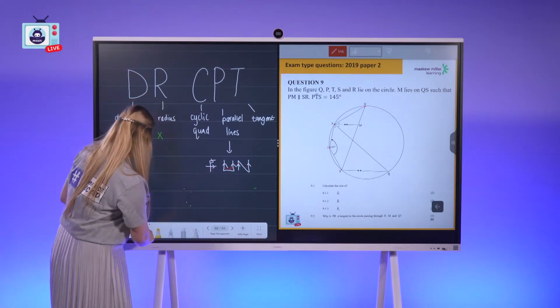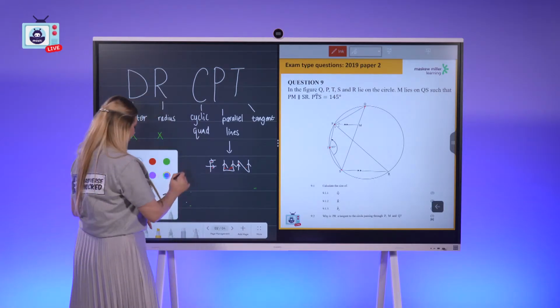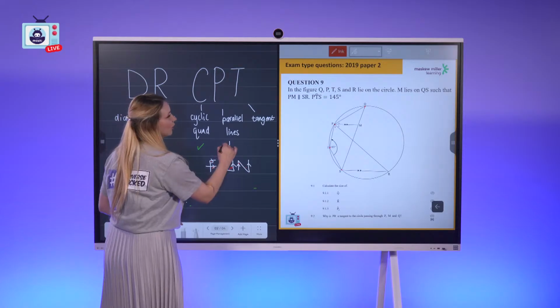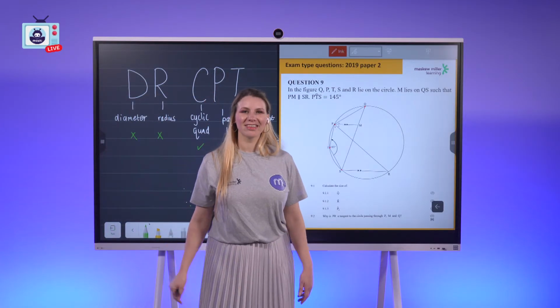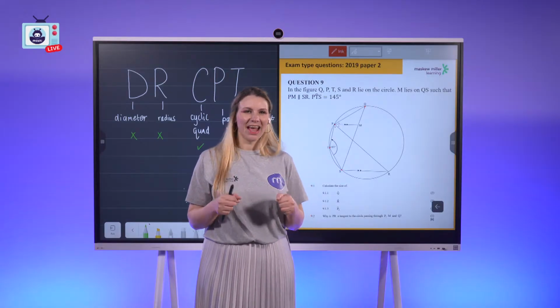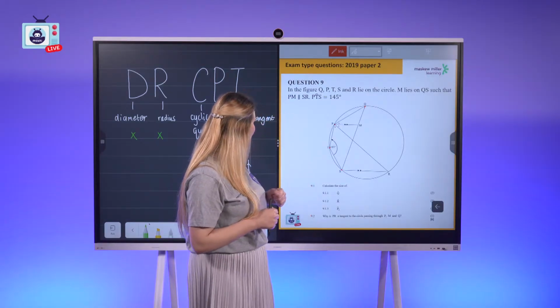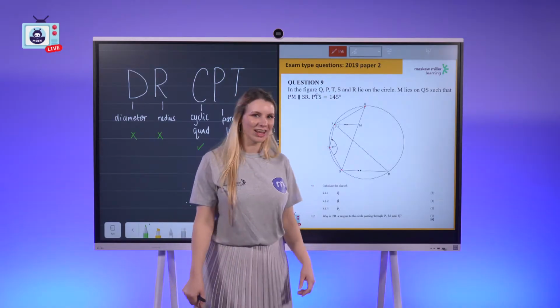Then they ask, do we have parallel lines? Yes, we do have parallel lines. Do we have a tangent? No, we don't. I think, grade 11s, I think you should go through this. We'll give you a few minutes, and then we'll go through the answers together.